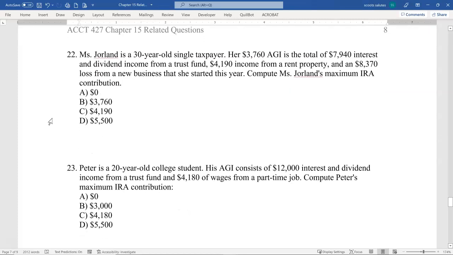Again, these take practice, I know, but we're just introducing you to different ways and different positions that these taxpayers are in. So Mrs. Jorlin is a 30-year-old single taxpayer. Her $3,760 AGI is the total of $7,940 of interest and dividend income from a trust fund, $4,190 income from a rent property, and $8,370 loss from a new business that she started this year. Compute Mrs. Jordan's maximum IRA contribution.